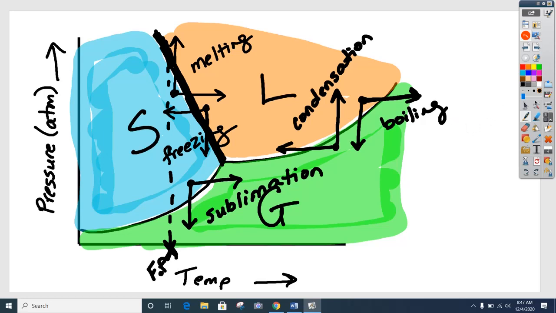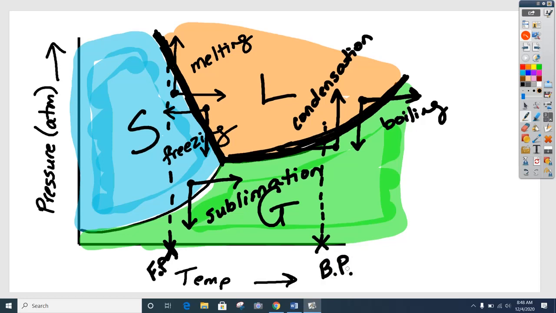Okay, one other thing that I want to add to this graph, let's darken this line right here between your liquid and your gas. Any temperature that you extrapolate from that line, so let's say I extrapolate from this point down, wherever that intersects your x-axis, of course, that would be your boiling point, the temperature at which the substance would boil. So this dark line here represents your boiling point, if you extrapolate to the x-axis, and this dark line over here represents your freezing point.